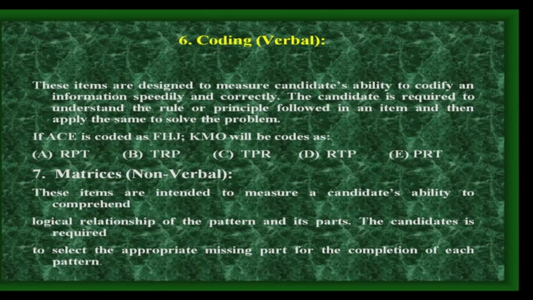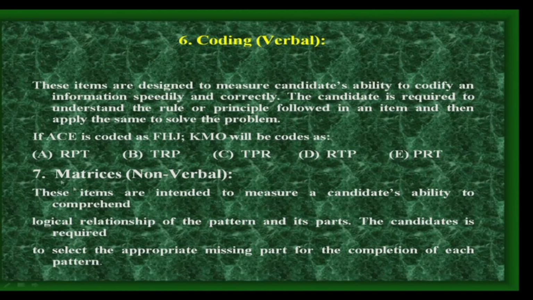These items are designed to measure the candidate's ability to codify information speedily and correctly. The candidate is required to understand the rule or principles followed in an item, then apply the same to solve the problems. If AC is coded as FHJ, then KMO will be coded as dash. Here are 5 choices, and the candidate has to find out the answer.